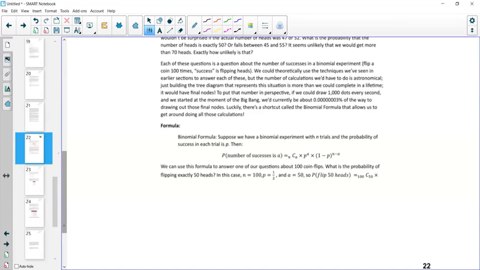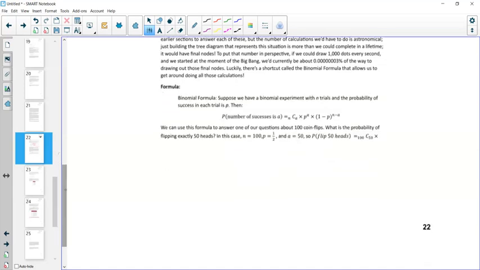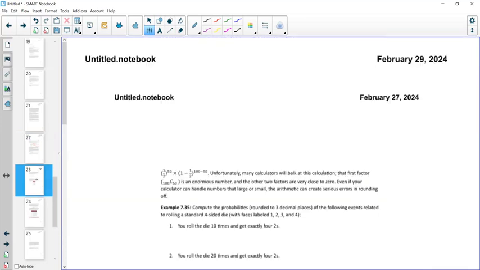We can use this formula to answer one of our questions about 100 coin flips. What is the probability of flipping exactly 50 heads in this case? In this case, n is 100, p is 1/2, and a equals 50. So the probability we flip 50 heads is 100C50 times 1/2 to the 50 times 1 minus 1/2 to the 50.